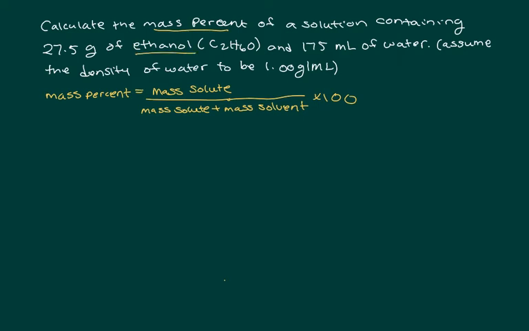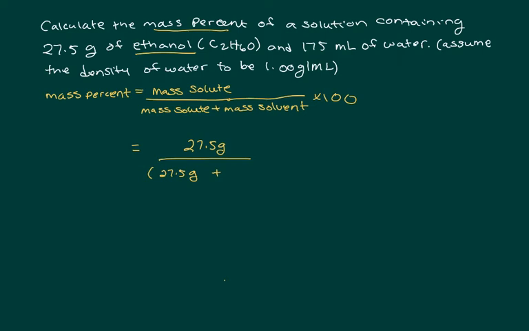It's going to be the ethanol, because if you recall, the solvent is the majority of the solution, which is going to be water, and water is a very, very common solvent. And our solute is ethanol in this case. So we just plug in our values. 27.5 grams of ethanol over the 27.5 grams of ethanol plus, what is the mass of our solvent or water?